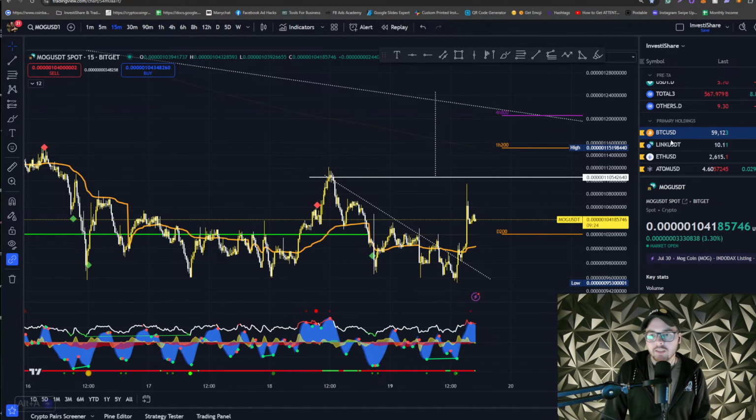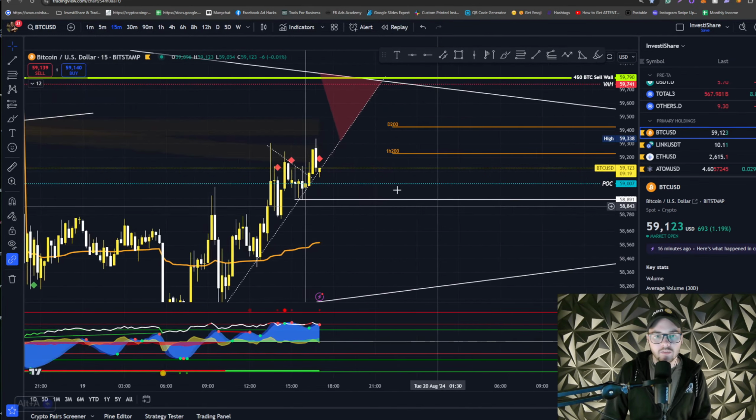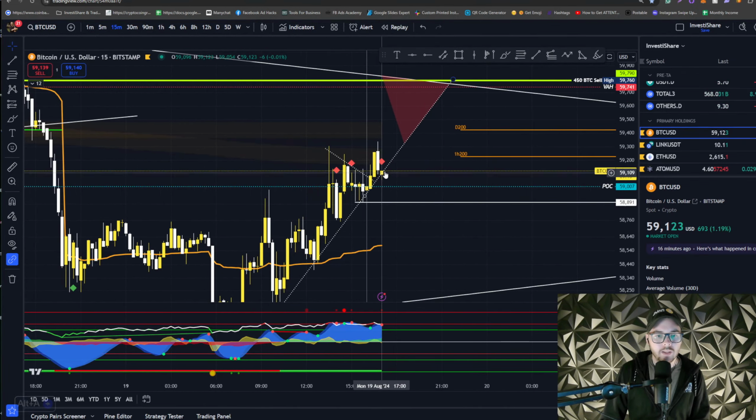BTC. Let's take a look at BTC. We're getting that tweezer top. Oh, we got a tweezer top reaction. We're still holding that momentum.